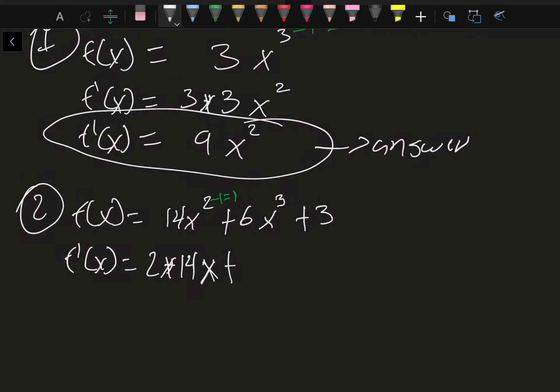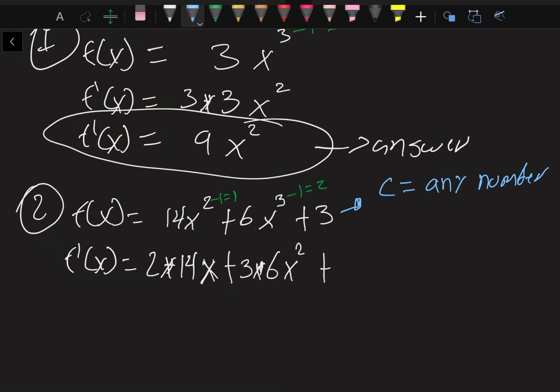So plus the same thing in here, we multiply the exponent times the coefficient 6, then we're going to decrease the exponent by 1, which is equal to 2. So x squared. So then plus, in this case, the number 3 in here is considered to be a constant number. It can be any number, but in this case, the constant number is going to be equal to 0.